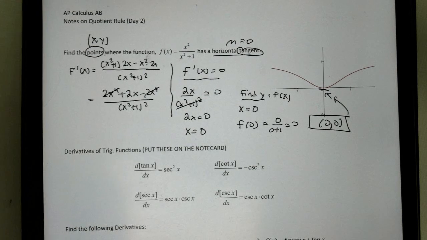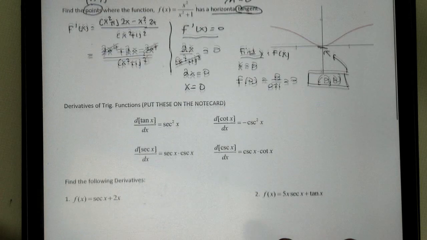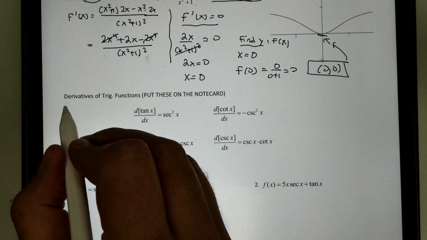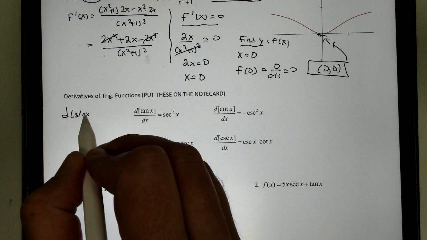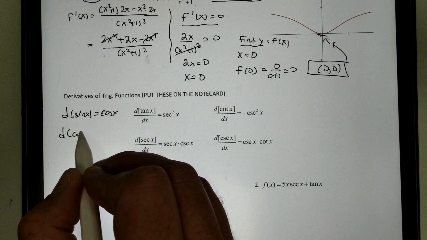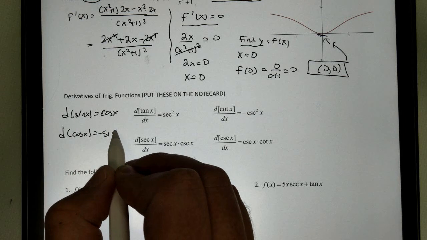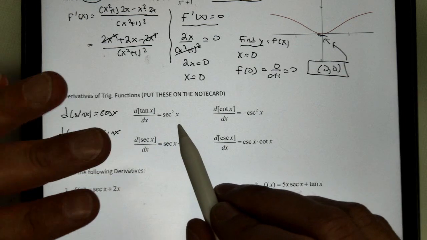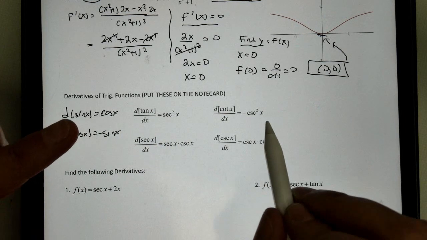All right, so trig rules. These are the big ones. These are all of our trig ones. We already know that the derivative of sine of x is cosine of x, and we know that the derivative of cosine is negative sine of x. These are some extra ones. We saw these in our video yesterday.